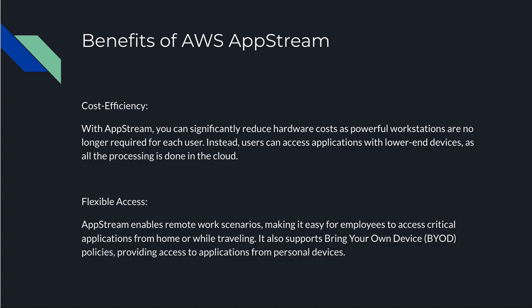The second thing is flexible access. AppStream enables remote work scenarios, so it makes it easy for employees to access critical applications from their home or while traveling without posing any significant security risk, because that way you are managing the authorization and the security is already there, so they can access the application and those applications are securely running in your cloud infrastructure. So this allows you to run critical applications even when people are accessing them remotely while traveling. It also supports bring your own device policies, providing access to the application from personal devices as well. If you want that, you can make use of bring your own devices as well.